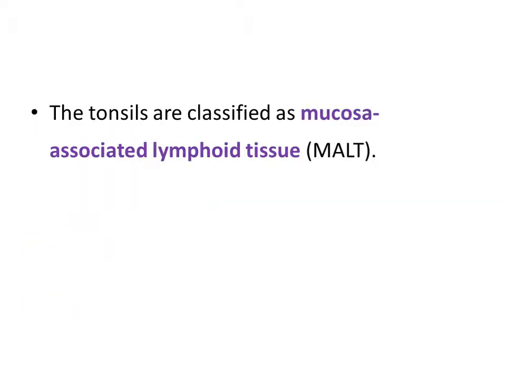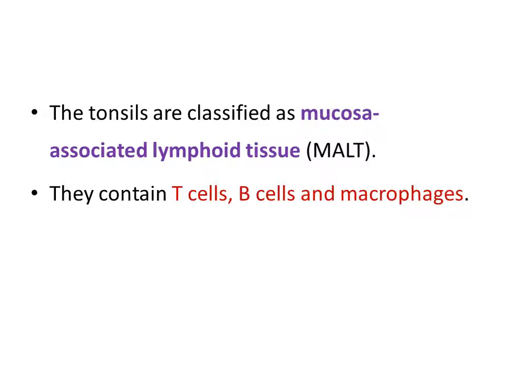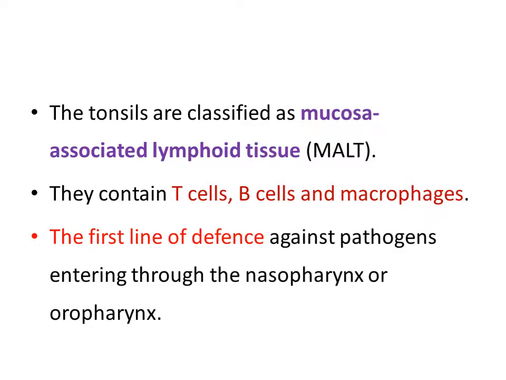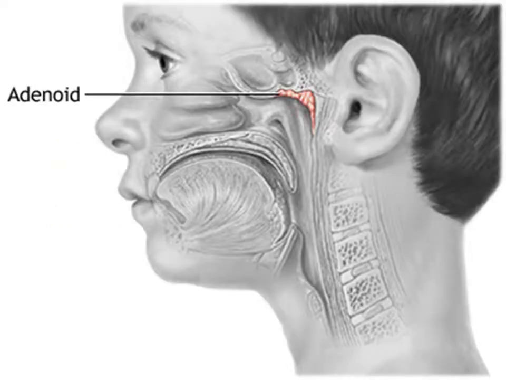The tonsils are classified as mucosa associated lymphoid tissue, MALT. They contain T cells, B cells, and macrophages. So, the first line of defense against pathogens entering through the nasopharynx or oropharynx are tonsils.